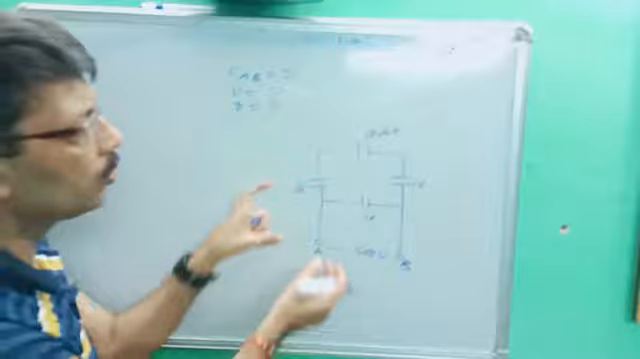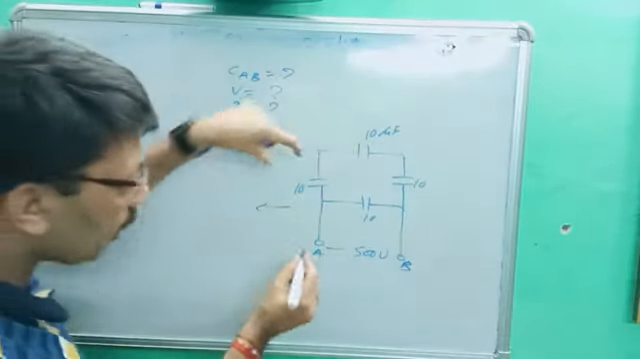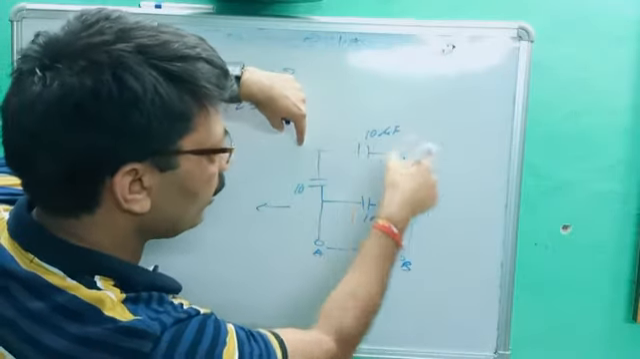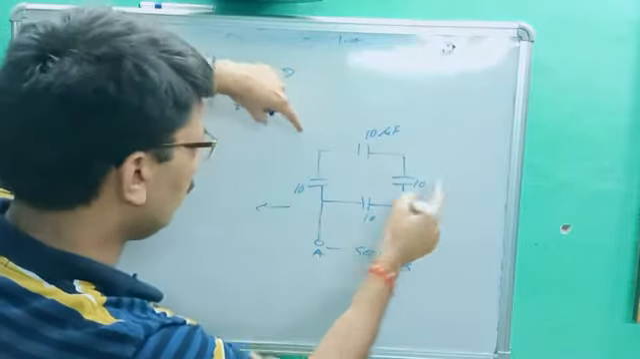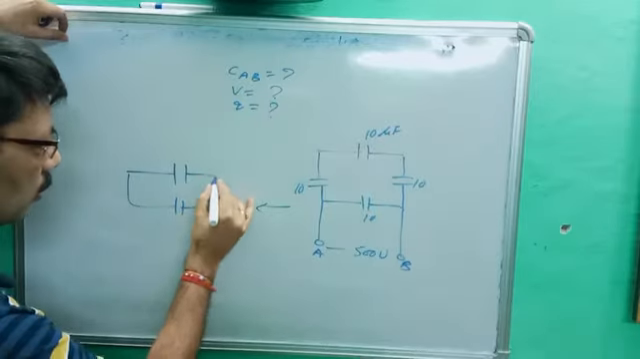So first, you solve the complicated circuit into a simpler one. You better know all three are in series. First, all three 10s are in series. So 1 by 10 plus 1 by 10 plus 1 by 10, it becomes very easy like this.